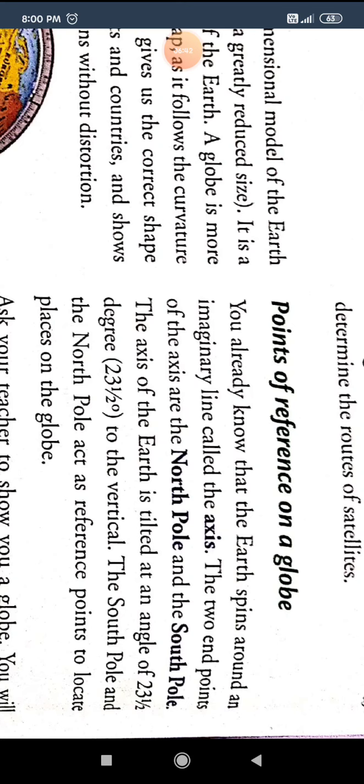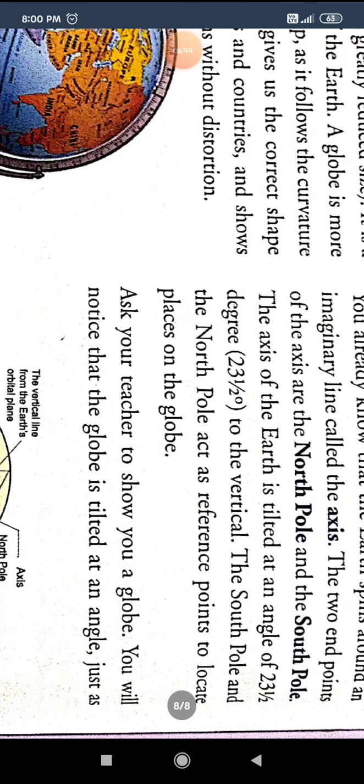And the axis of the earth is tilted. Tilted means a little bent, at an angle of 23.5 degrees to the vertical. Now vertical means a straight line. So the earth is a little tilted. At what angle is it tilted? 23.5 degrees.